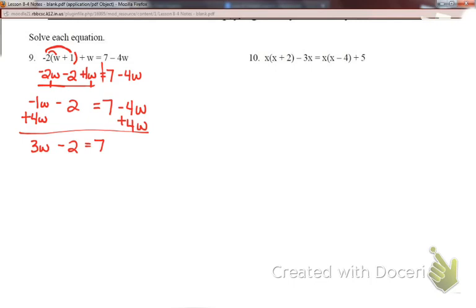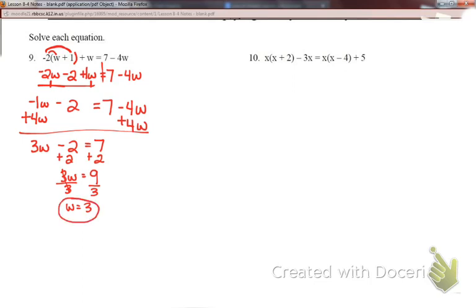Now just working on getting that w by itself, so we're going to add the 2. So 3w equals 9. And then that 3 is multiplying the w, so the opposite of that is divide. I'm going to divide by 3. And so w equals 3. And we got it. That's our answer.